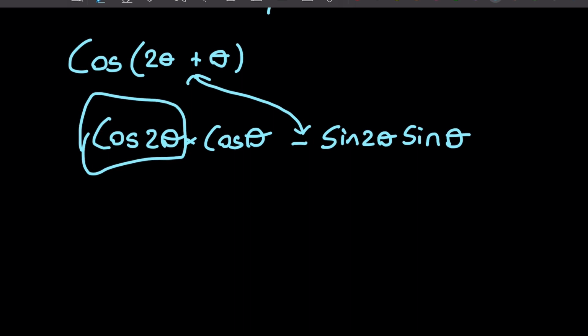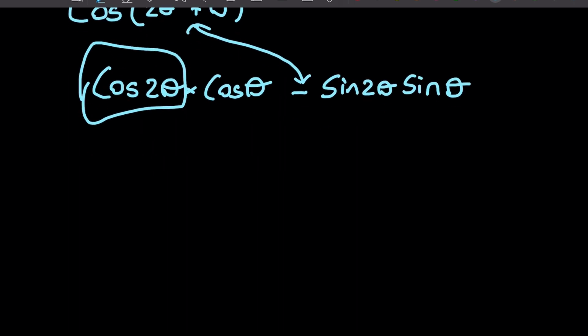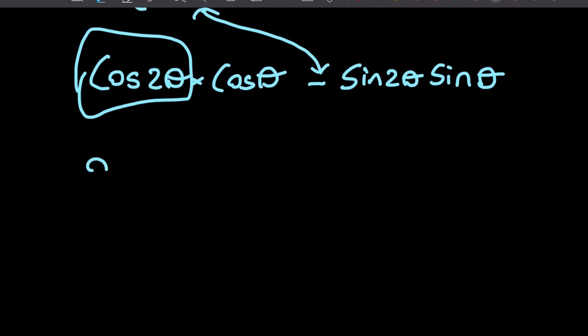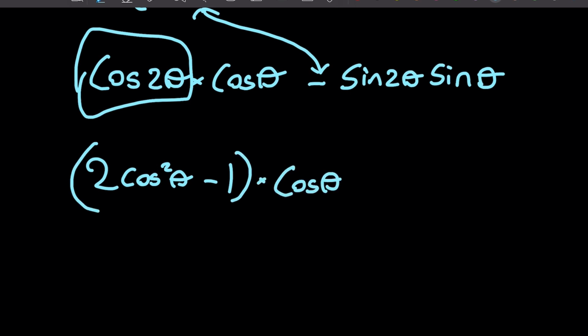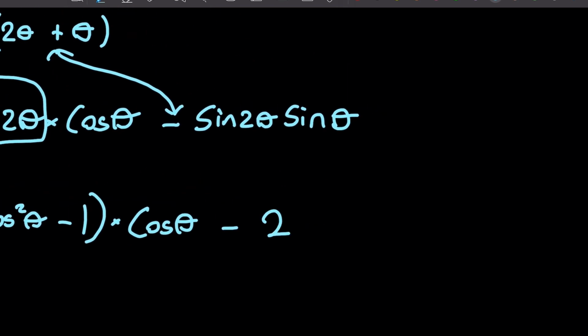Okay, so what do you want to do here? Well, since everything deals with cos theta so far, I guess we could use the one that has 2 cos theta. So one of the double angle formulas for cos is 2 cos squared theta minus 1 times cos theta minus sine 2 theta, we know, is just 2. So right here, I'm just expanding this, 2 sine theta cos theta times sine theta.